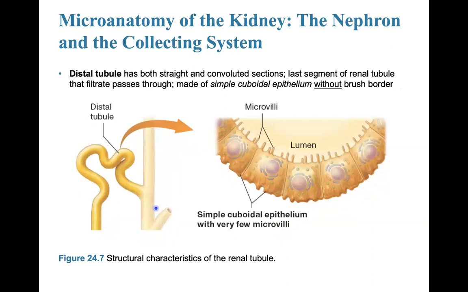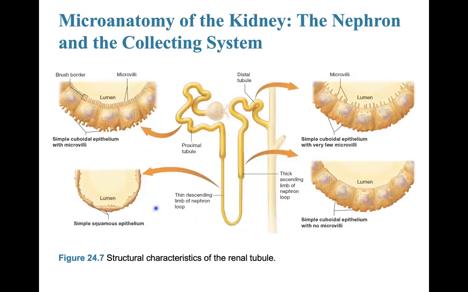The distal tubule has both straight and convoluted sections. This is the last segment of the renal tubule that filtrate passes through, and it's made up of simple cuboidal epithelium without any brush border. So looking at the four distinct regions here, the proximal convoluted tubule, the thin descending limb of the loop of Henle, the thicker ascending limb of the loop of Henle, and the distal convoluted tubule, make sure you know what the histology looks like at each of those areas.